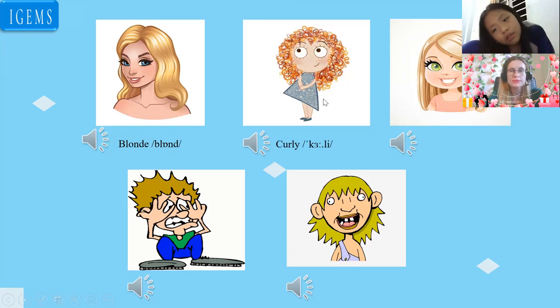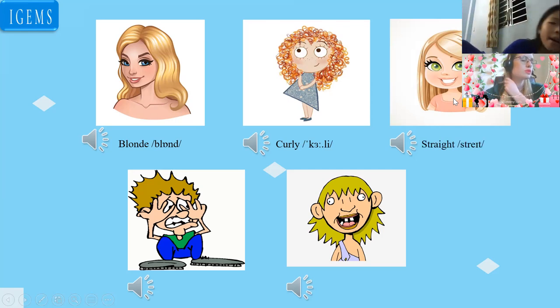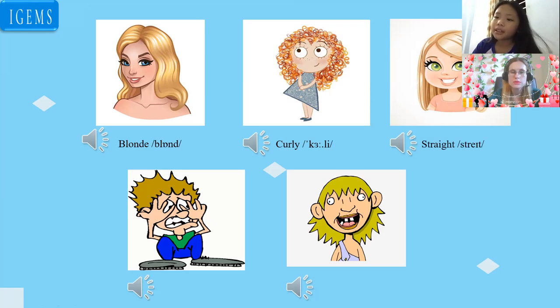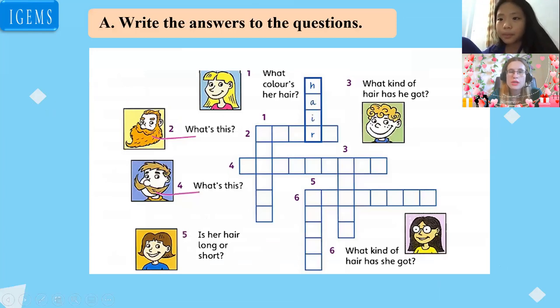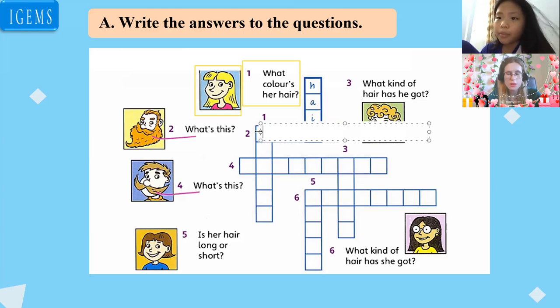Okay, good. Blonde. Curly. Curly. Straight. Straight. Good job. Scary. Scary. Ugly. Ugly. Good. Okay, let's go back. So what color is the girl's hair? What color is her hair? Is blonde. Blonde. Good job.